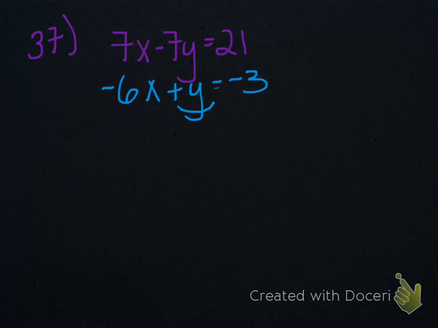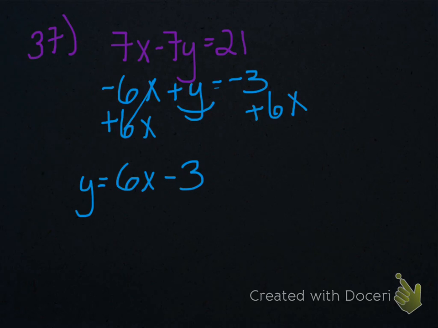So let's jump in. I am going to add my 6x to both sides, and I'm going to wind up where I want to be. I'm going to have y equals, just shifting over to give myself room, 6x minus 3. Don't combine the 6 and the 3. They're not like terms.